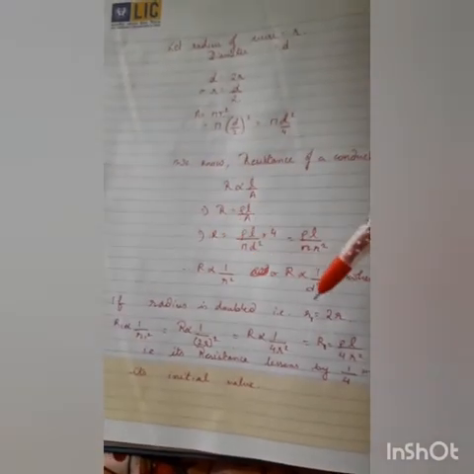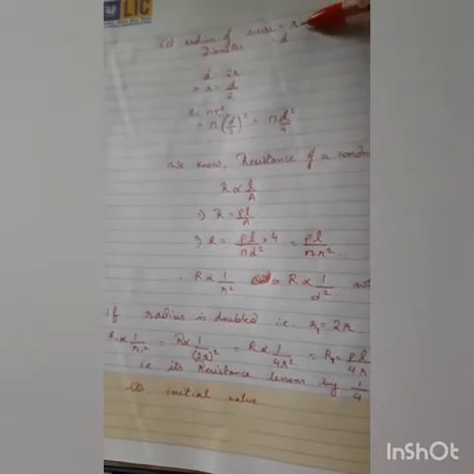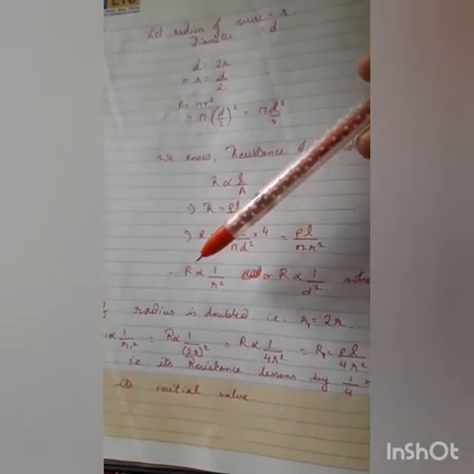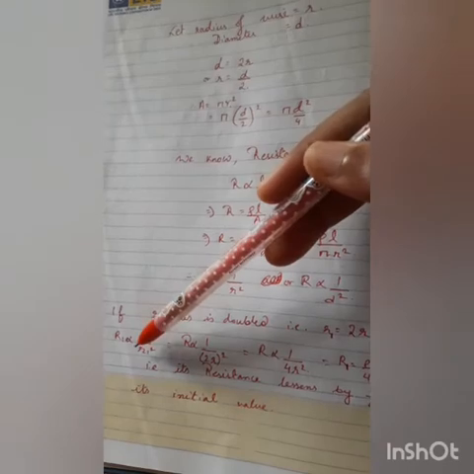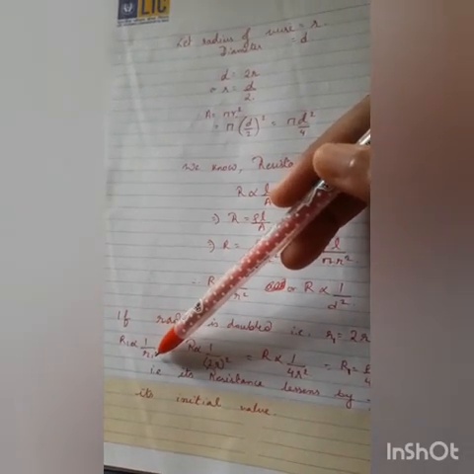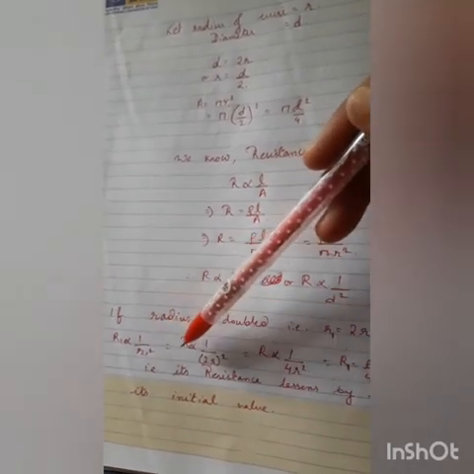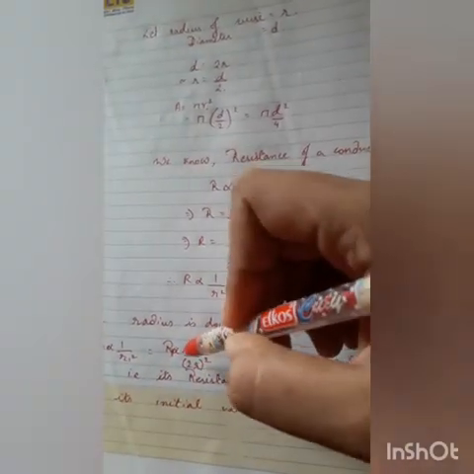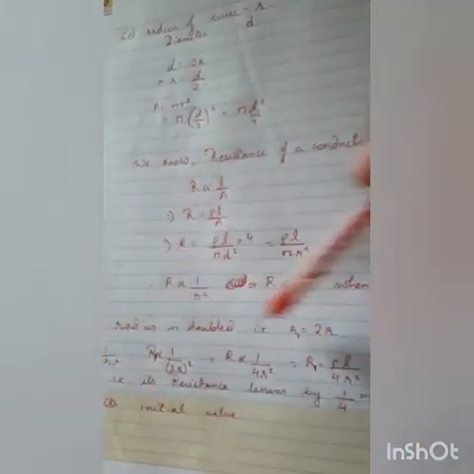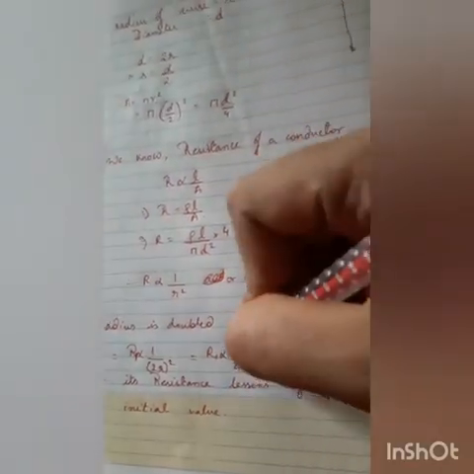constant terms. Now the question is, if radius is doubled, that is if r1 equals twice of the previous radius r, then what is going to happen to the new resistance? Now the new resistance R1 is also going to vary as 1 by small r1 square. So capital R1 varies as 1 by small r1 square, which is R1 varies as 1 by 2r square. Why 1 by 2r square? Because r1 equals 2r, right? Next, R1 varies as 1 by 4r square.